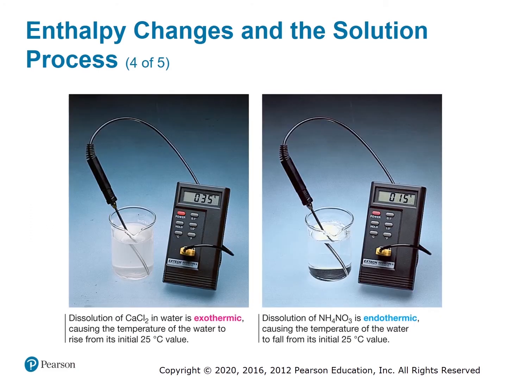Let's consider two real-world examples, both involving the dissolution of an ionic solid in water with an initial temperature of 25 degrees Celsius. On the left, we have calcium chloride dissolving in water, which is an exothermic process. Hence, the temperature rises. On the right, the salt ammonium nitrate causes the water temperature to drop when it dissolves. This is an endothermic solution formation process.